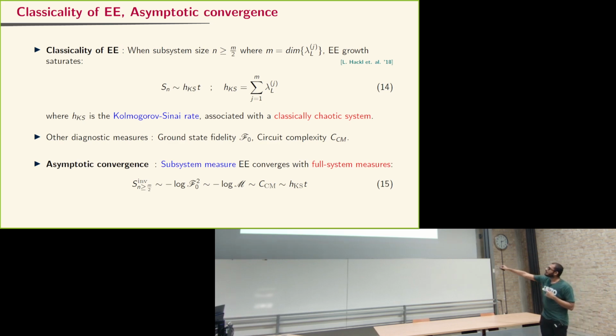And another thing that we notice is that if we look at entanglement entropy for a small subsystem within the full system, we see that in this exact same limit where the subsystem size is large enough and there are inverted modes in the system, it converges with full system measures such as circuit complexity and ground state fidelity of the full wave function of the system.